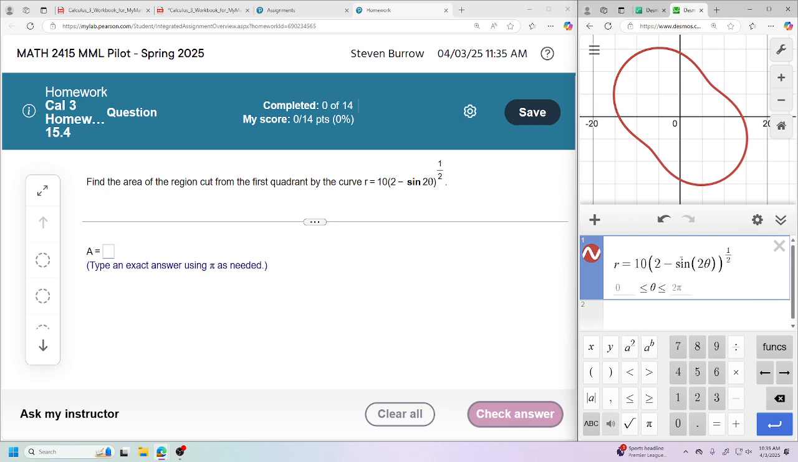Anyways, so we got like a peanut, and they're wanting the area in the first quadrant by this thing. So it's like this almost triangular looking shape, right? Peanut time. Find the area.